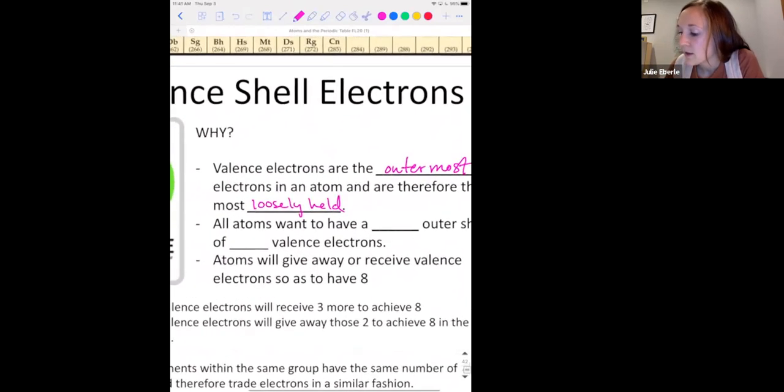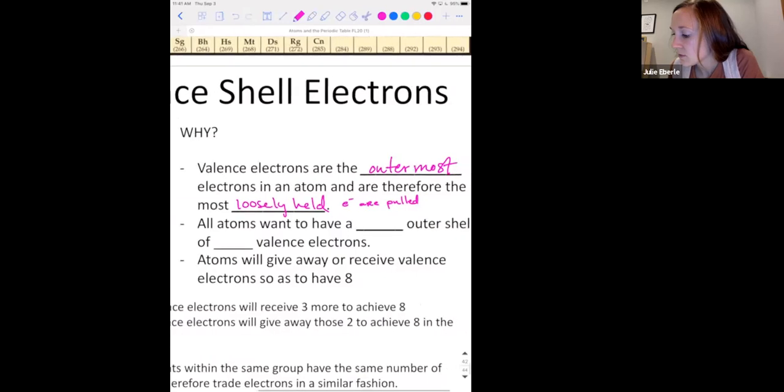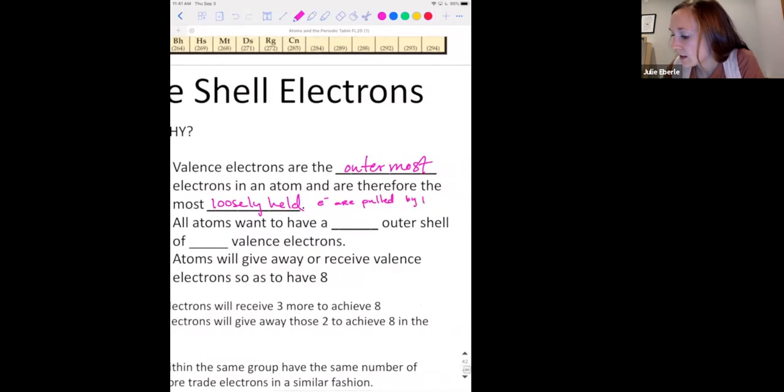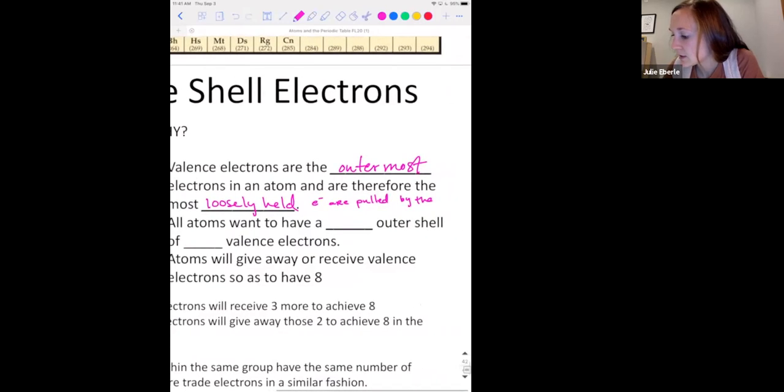Remember that electrons are pulled by the nucleus. They're being pulled in. Why? The nucleus is where the protons are.